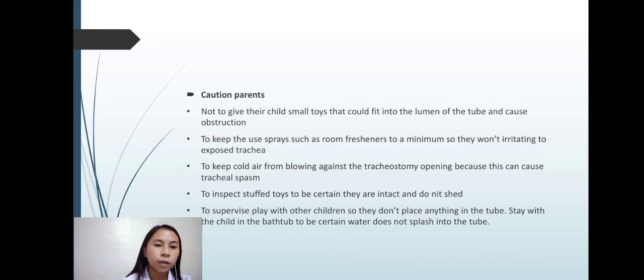So the next one is to inspect stuffed toys to be certain they are intact and not shedding. And the last one is to supervise other children so they don't place anything in the tube. Stay with the child in the bathtub to be certain water does not splash into the tube.